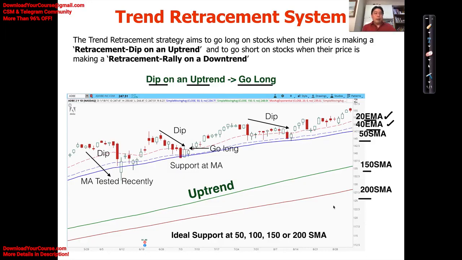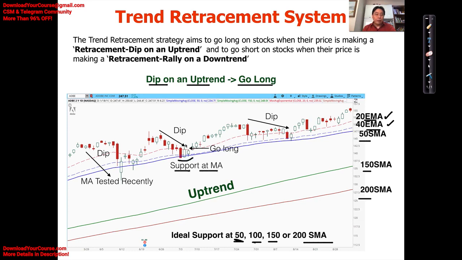Again, we'll be buying or going long when the price finds support at one of the moving averages. So we want the price to be making a dip and bouncing off either the 50, the 100, the 150, or the 200 simple moving average. As long as the price hits one of these moving averages, that is our cue for a potential buy entry. In this case, you can see that the price dips and finds support at the blue line, which is the 50 moving average.